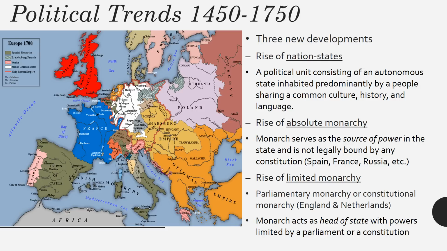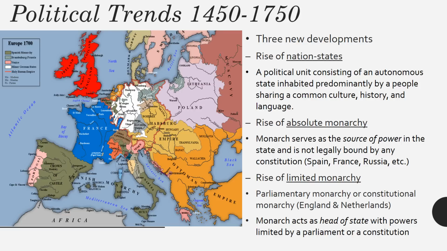Final slide here for today talks about political trends, moving on from the Dutch and the English with their maritime importance and empire building and economic importance and social changes. You've got political developments. So look at SPICE, right? Political developments. Three, in fact, major political developments. Number 1, the rise of the nation state. And there's the definition for you there. Autonomous state inhabited predominantly by a people sharing a common culture, history, and language, a political unit type of thing.